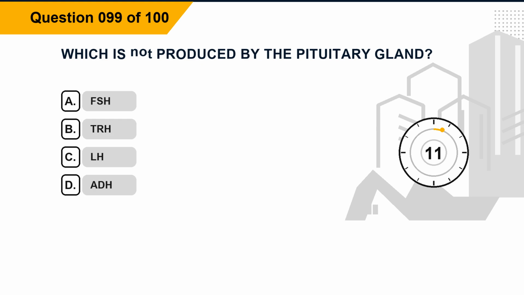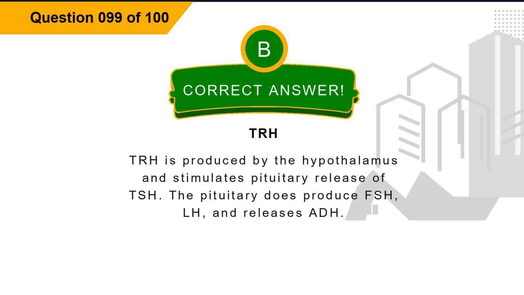Question 99. Which is not produced by the pituitary gland? Option A. FSH. Option B. TRH. Option C. LH. Option D. ADH. The correct answer is option B. TRH. Explanation. TRH is produced by the hypothalamus and stimulates pituitary release of TSH. The pituitary does produce FSH, LH, and releases ADH.